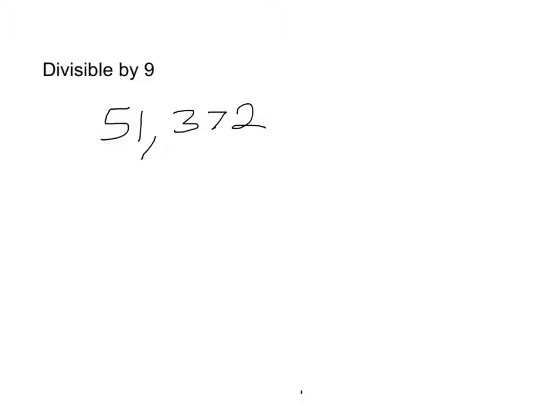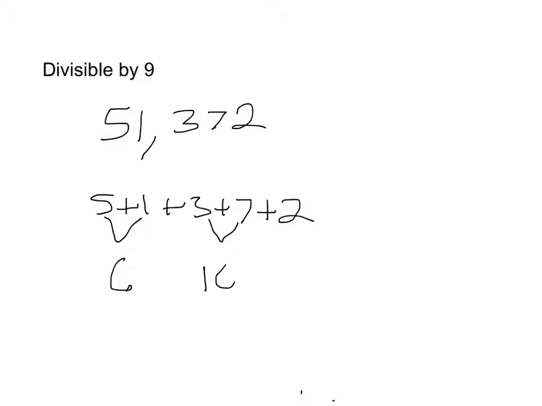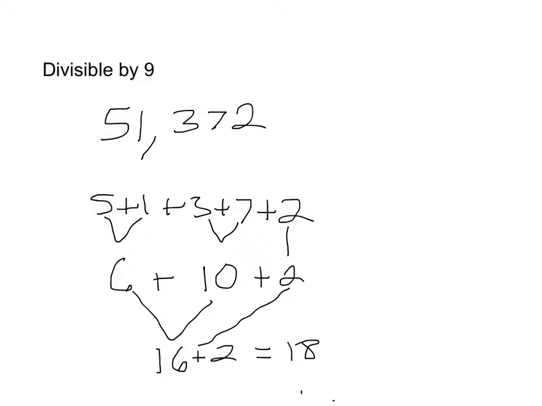Here's an example. I'm going to use a really large number like 51,372. Once again, you're going to take this number and break it apart: 5 plus 1 plus 3 plus 7 plus 2. You add all these together, that's 6 plus 10 plus 2. This is 16 plus 2 equals 18.